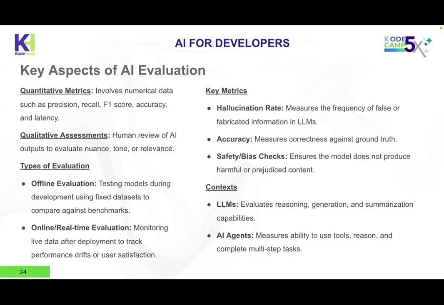But you also have qualitative assessments. So qualitative assessment is where you are checking the actual outcome or results from the AI, right? Review to see whether the outputs, you look at the nuance, look at the tone, you look at relevance and things like that. Okay. So that is qualitative assessment. So those are some of the kinds of metrics that you would use when you are doing evaluation.